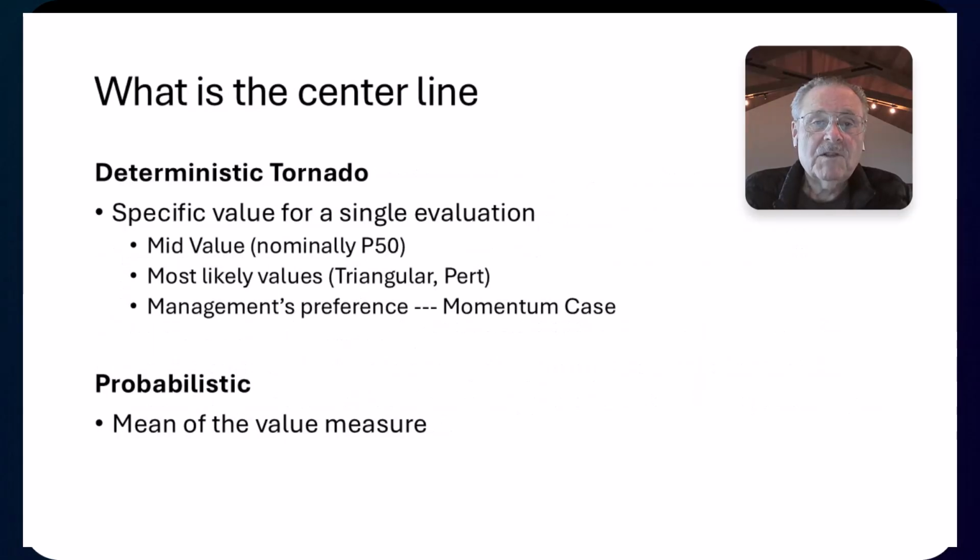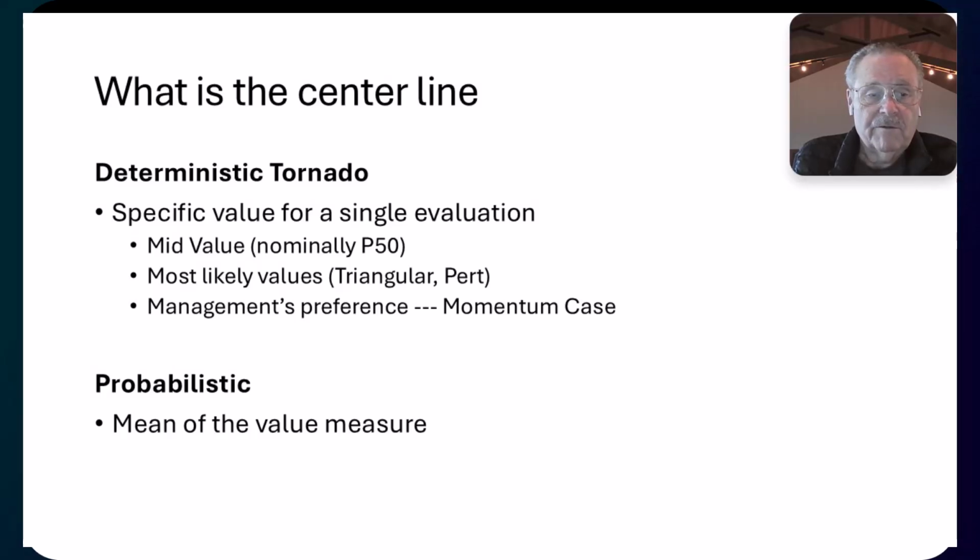The question becomes, what is the center line? In a deterministic tornado diagram, it is a specific value for a single evaluation. Oftentimes this is the mid value, the nominal P50, if you will, if you know what that is. Or most likely values if you're working with triangular or PERT distributions. Or you may have a momentum case, something preferred by the management.